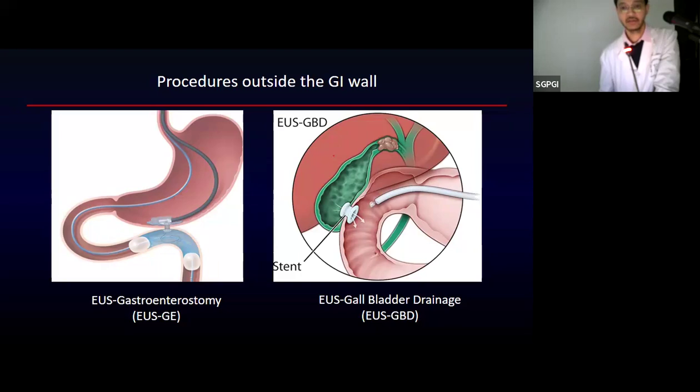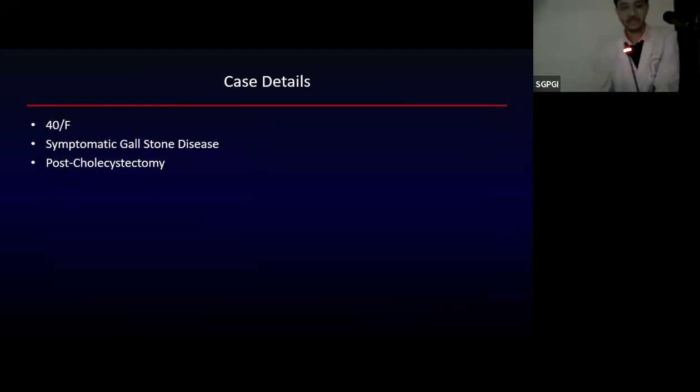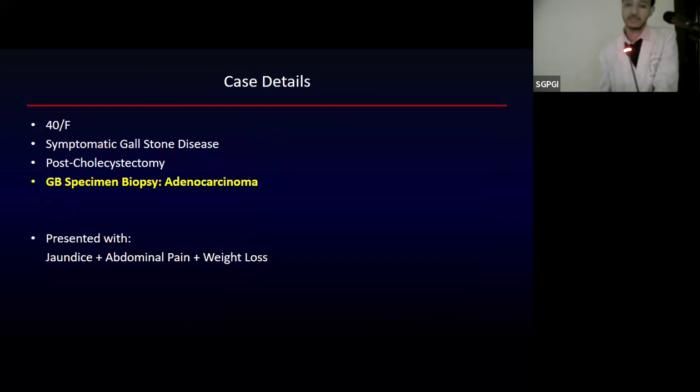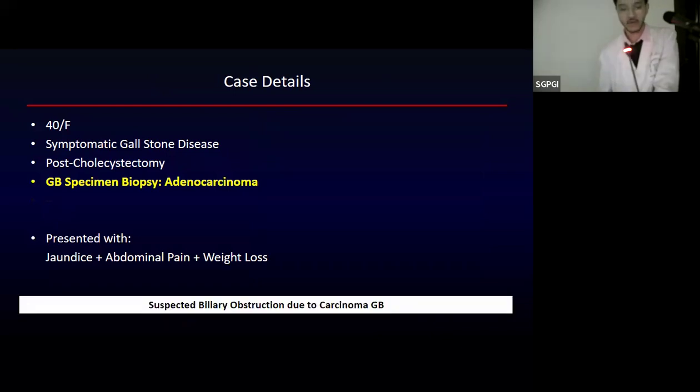To begin our discussion with the first case, we had a female who had symptomatic gallstone disease. She underwent cholecystectomy elsewhere. The biopsy report from the GB specimen later revealed adenocarcinoma. She then presented to us with jaundice, abdominal pain, and weight loss. We suspected biliary obstruction due to residual carcinoma of gallbladder.